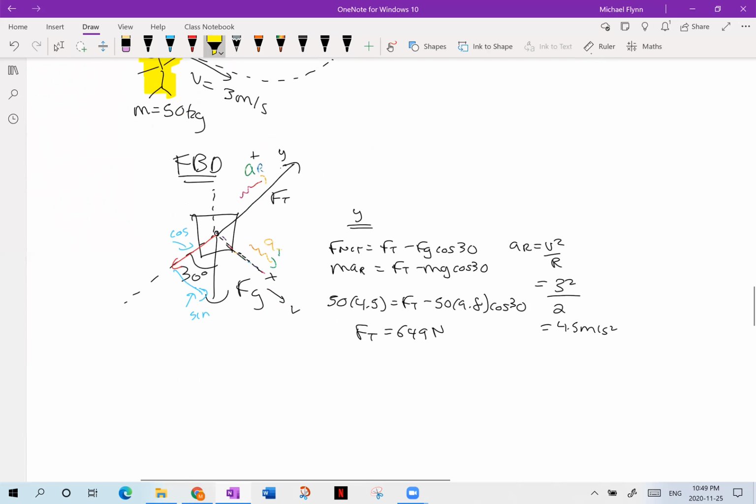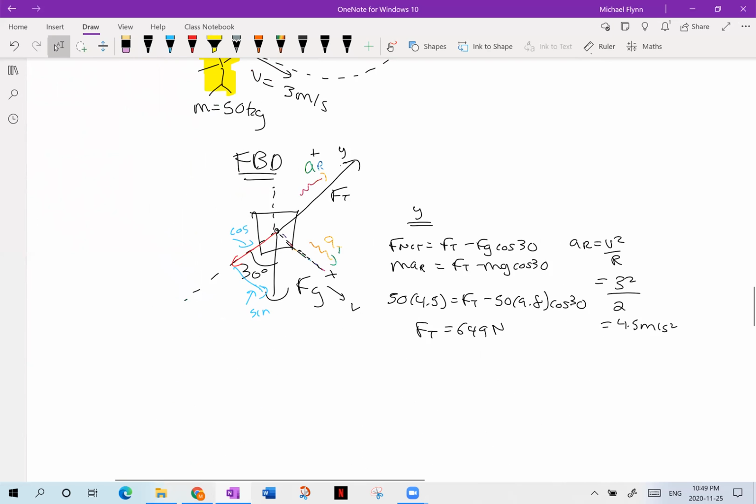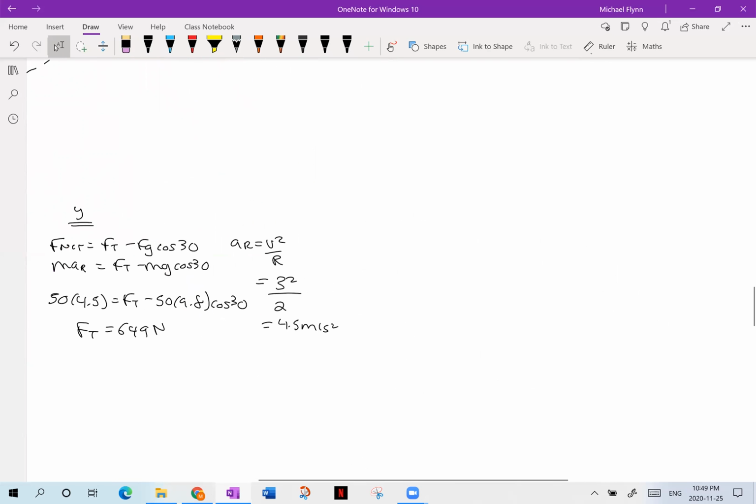What about the tangential acceleration? Well, we haven't looked at the x component yet. So let's look at the x component, which is really the tangential component in this case. The x component, we only have one force, and it's the force of gravity times the sine of 30. And we're going to make down and to the right positive. There's no other negative vector there.